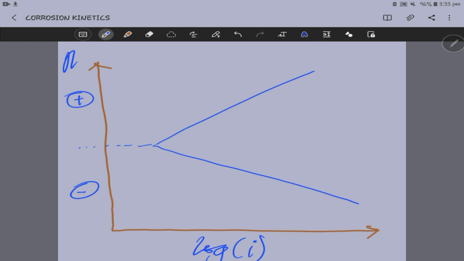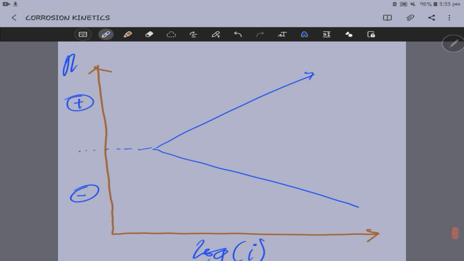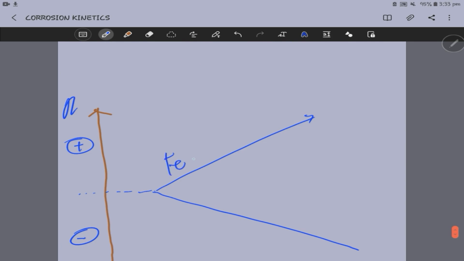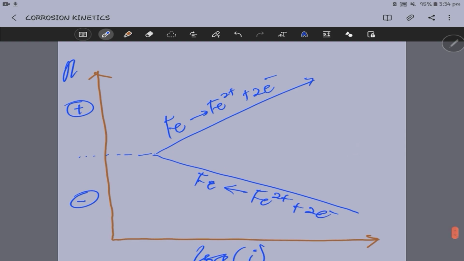When we do this, you can see clearly that this side is the forward reaction, so this will basically be something like Fe going to Fe 2+ plus 2 electrons. And this one will be the backward reaction, which means that if we have Fe 2+, the reaction is favored backward, reduction, Fe 2+ plus 2 electrons going to Fe. So on the same sample, we are doing both these reactions at the same time.